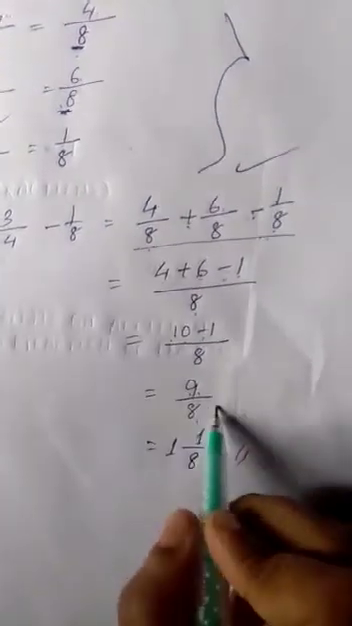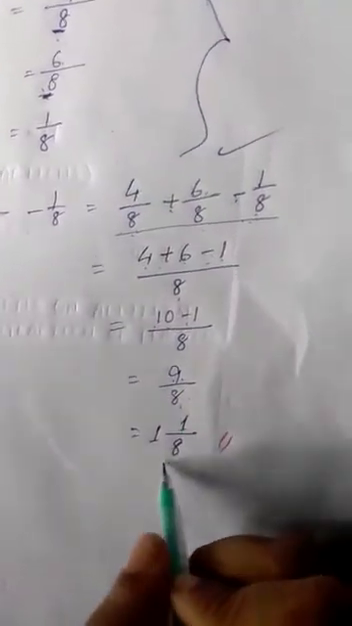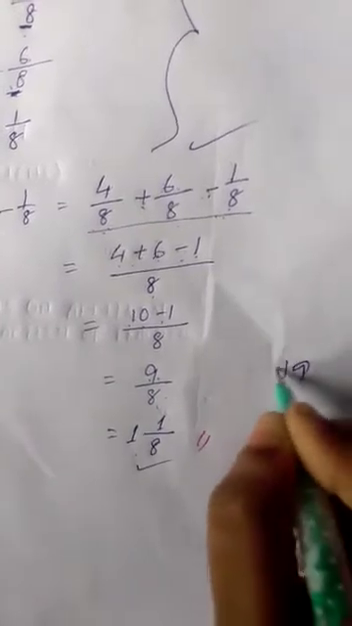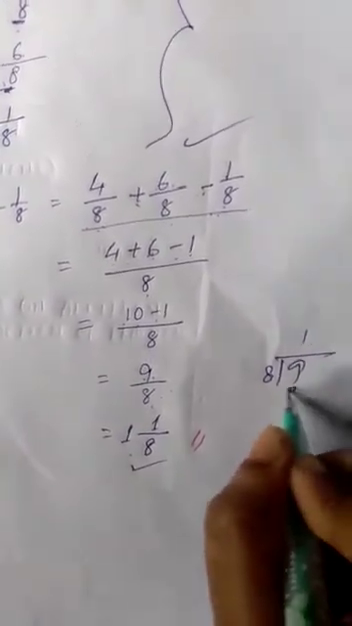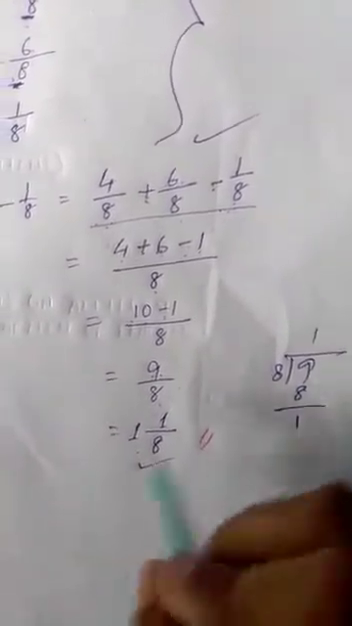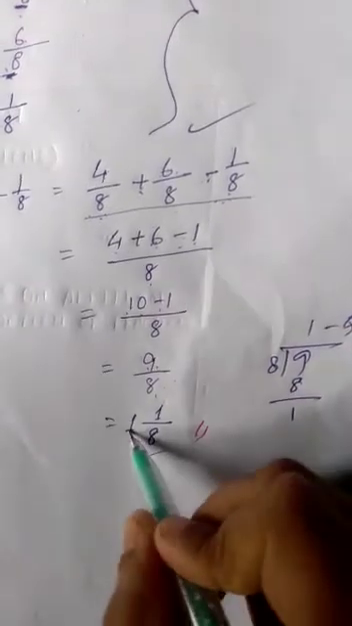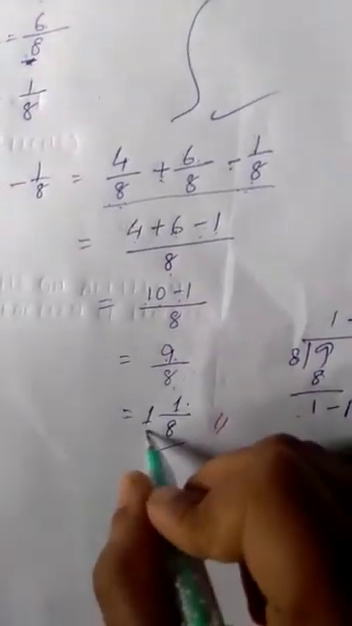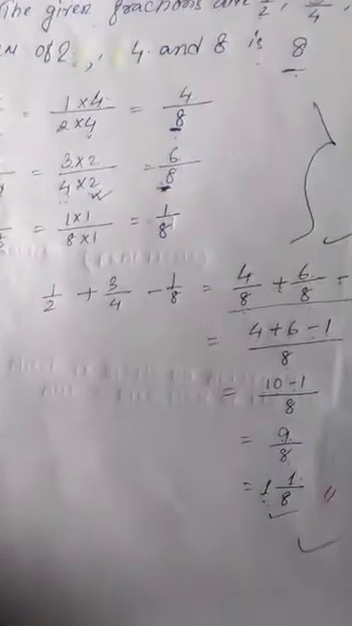Now you can see, if you make it a mixed fraction, we divide 9 by 8. 8 once is 8, so the quotient will be the whole number, and the remainder will be the numerator, so 1 and 1 by 8. Alright children, I hope it is clear to you now how we have solved this.